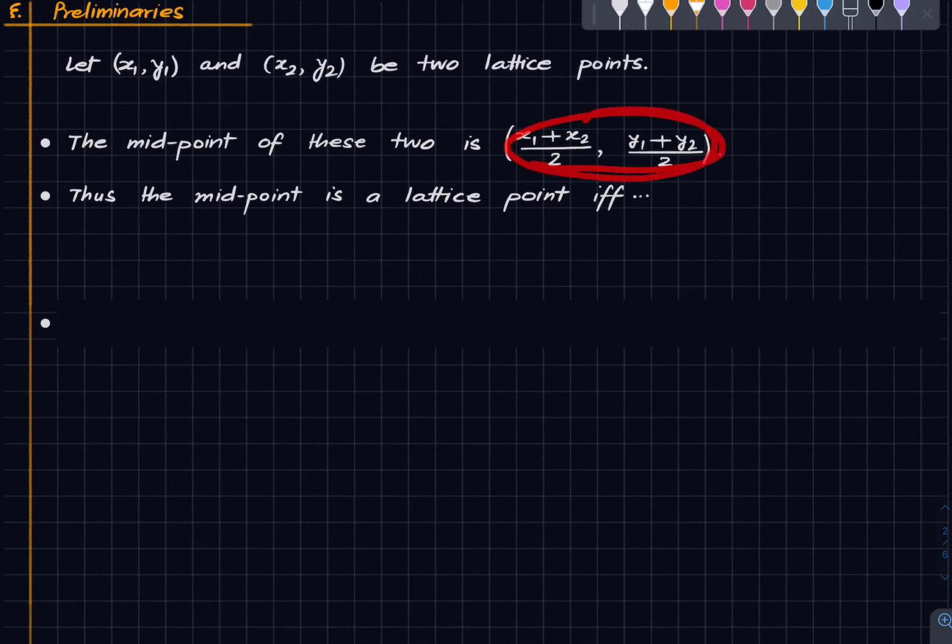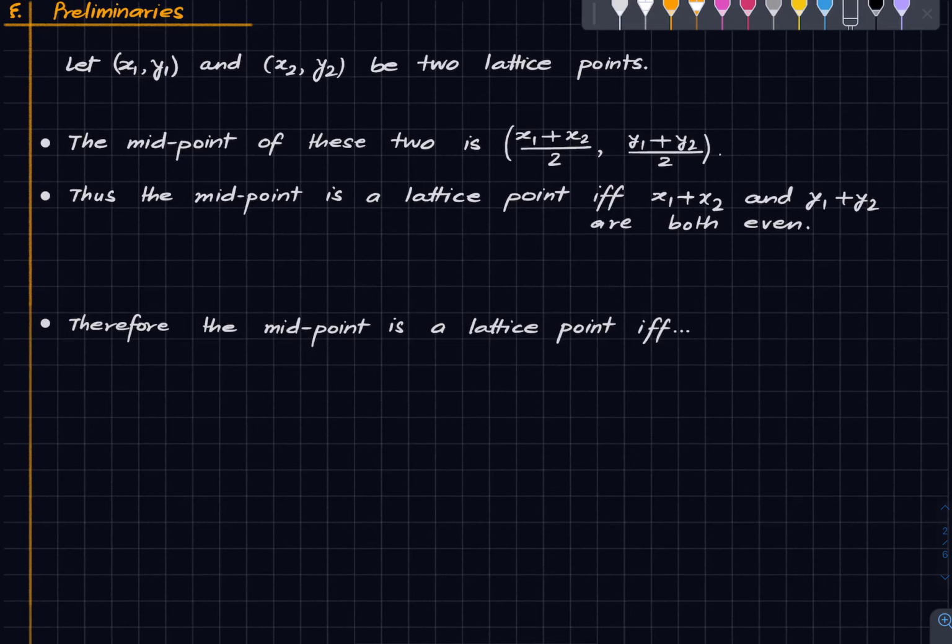So this is again a lattice point if and only if x1 plus x2 and y1 plus y2 are both even. Okay, very simple. And this can be reformulated as saying the following. The midpoint of the given 2 points is a lattice point if and only if x1 and x2 have the same parity and y1 and y2 have the same parity.